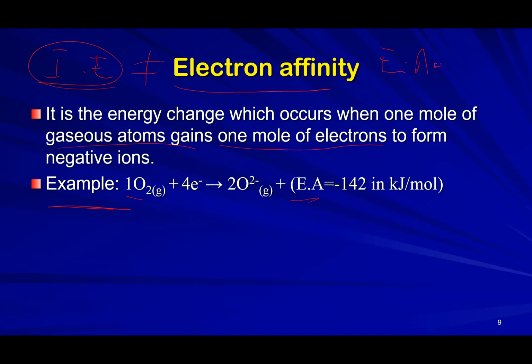Here we have the example of the equation involving electron affinity. You can see 1 mole of oxygen gas is gaining 4 electrons to produce 2 moles of oxygen anions. And the energy is here, which is negative 142. It is negative because the energy is released. So the process is exothermic.